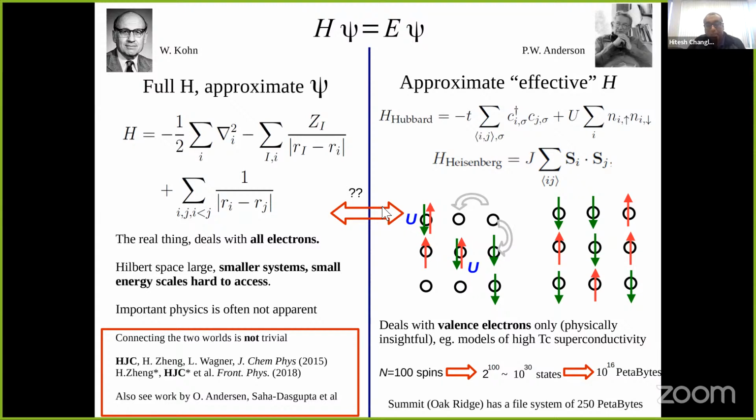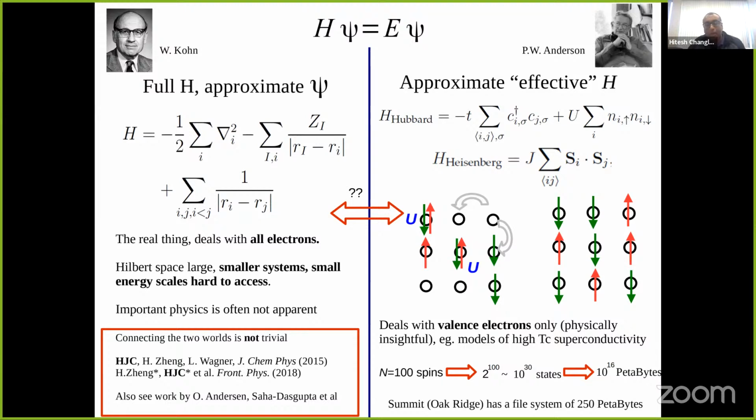I mean, these are basically two schools of thought that I mentioned briefly. On the left-hand side, I make no approximations. I just write down the Coulomb Hamiltonian with electron-electron interactions and kinetic energy. And on the right, I make this approximation saying that I only care about the valence electrons, those electrons that are close to my Fermi level, or those that are participating in the low energy physics. And both have their advantages and limitations, as I mentioned earlier.